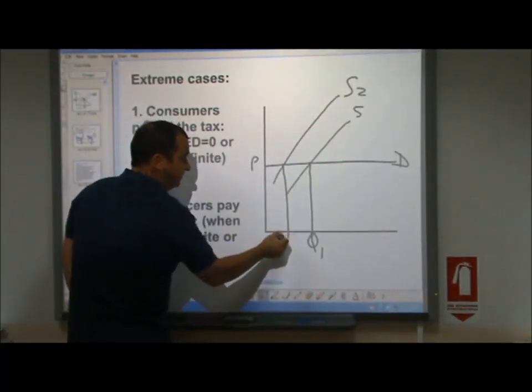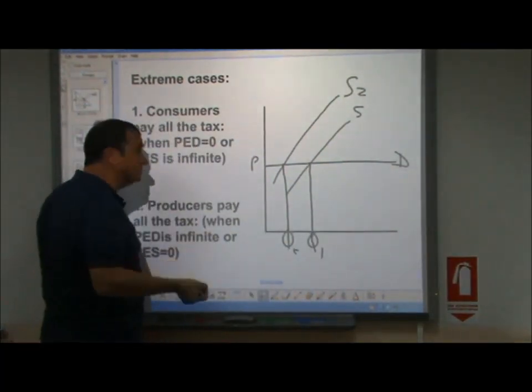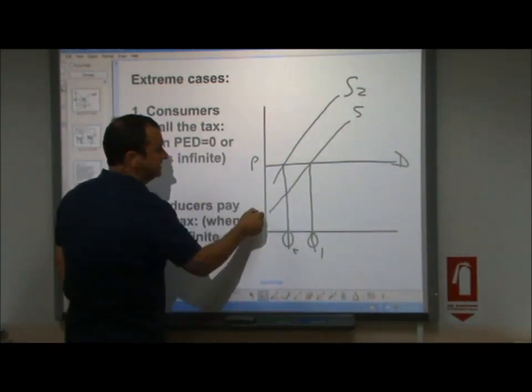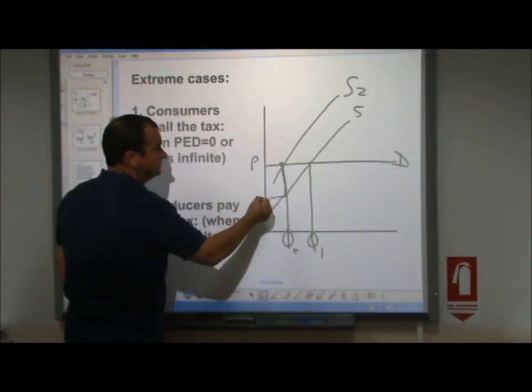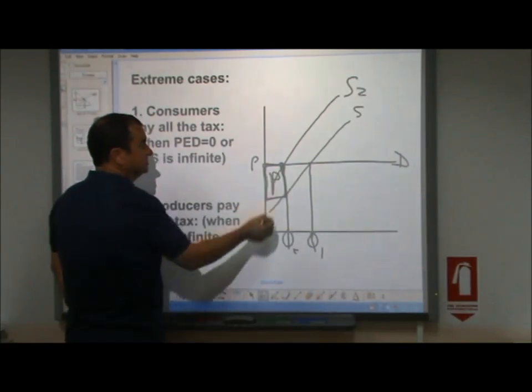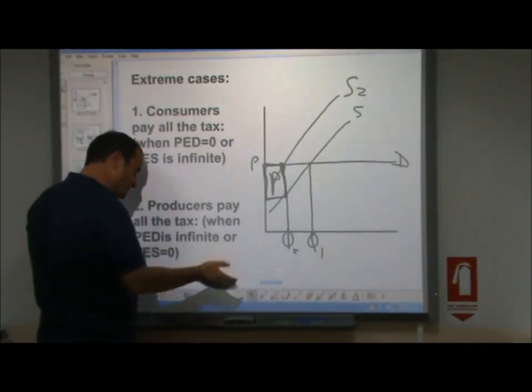There's the new equilibrium point. You can see the price has not changed, the consumers are not being burdened with any of the tax, and there's the vertical distance between the supply curves. That's the tax revenue for the government. There's no change in price. The producers must be paying all of it. Okay, so these are the extremes.